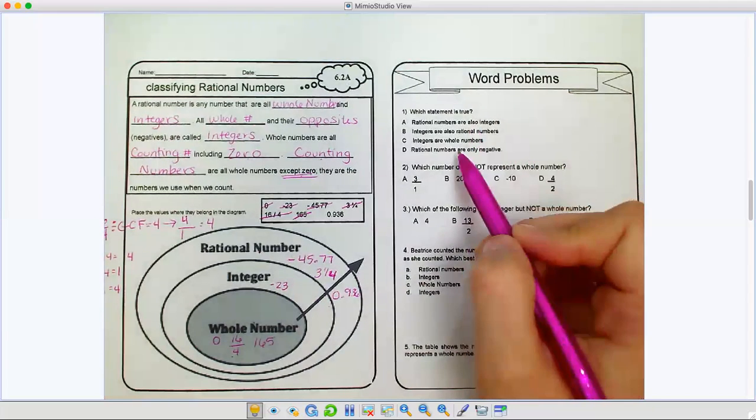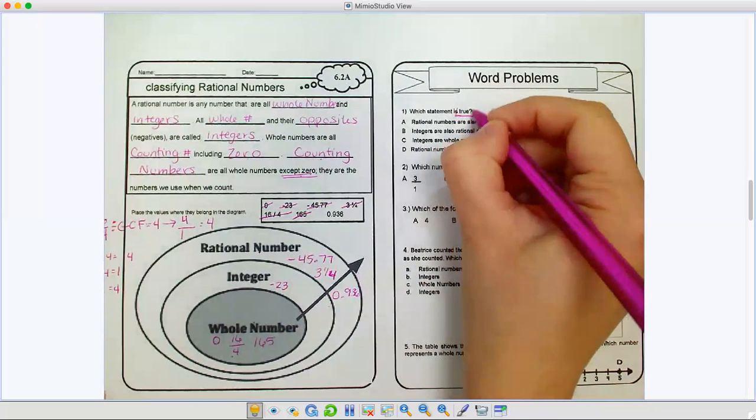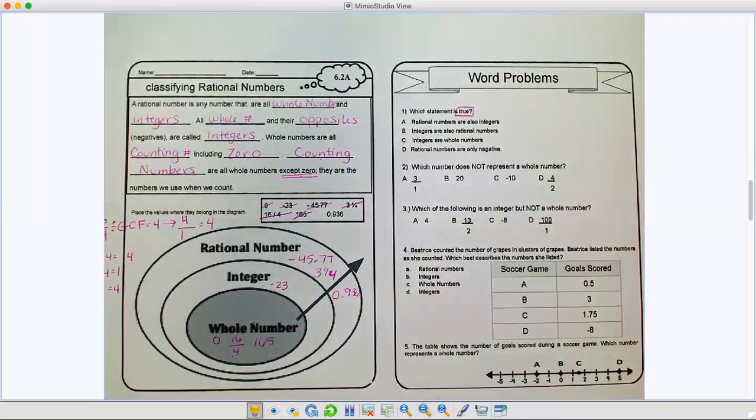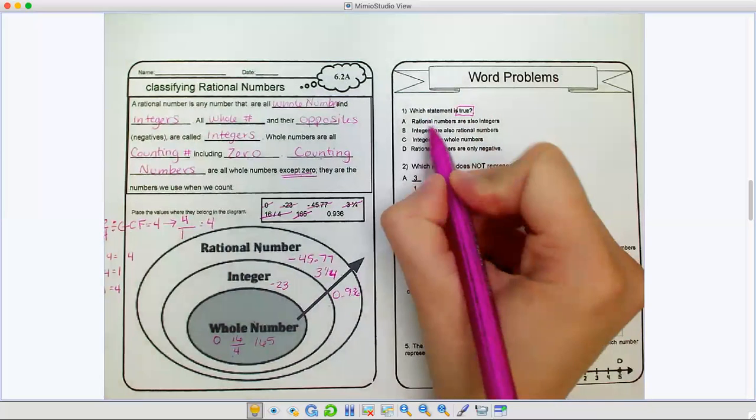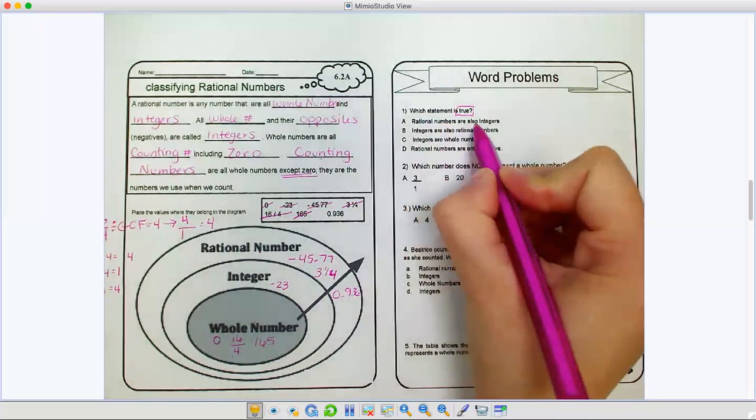Number 1, it says which statement is true. That word true is going to be very important, and I need you to understand that we're looking for something that is correct, okay? So we have 4 options, A, B, C, or D, and we need to prove which one is real, which one is false, okay?